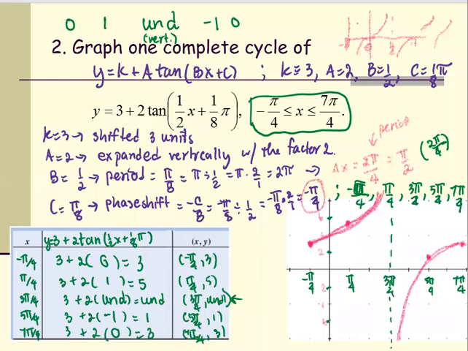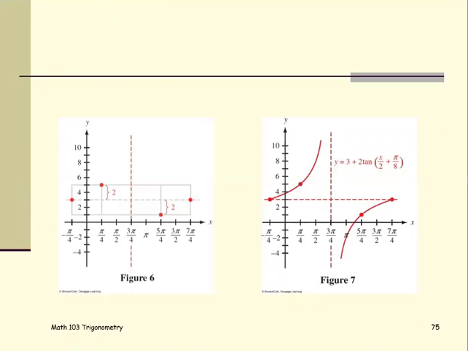If we look at the better picture on this page, you see the phase shift occurs at -π/4. The width of the 4 equal subintervals, or the delta x, is π/2, which is 2π/4, to obtain the next point of the 5 key points. And the graph is shifted upward 3 units and stretched with the factor 2.